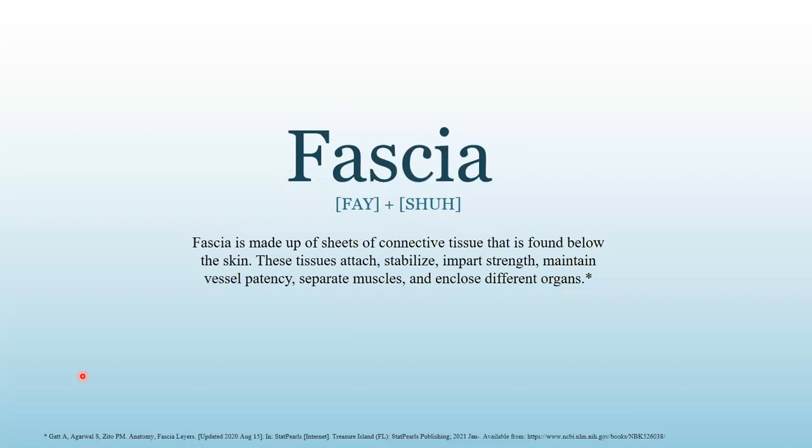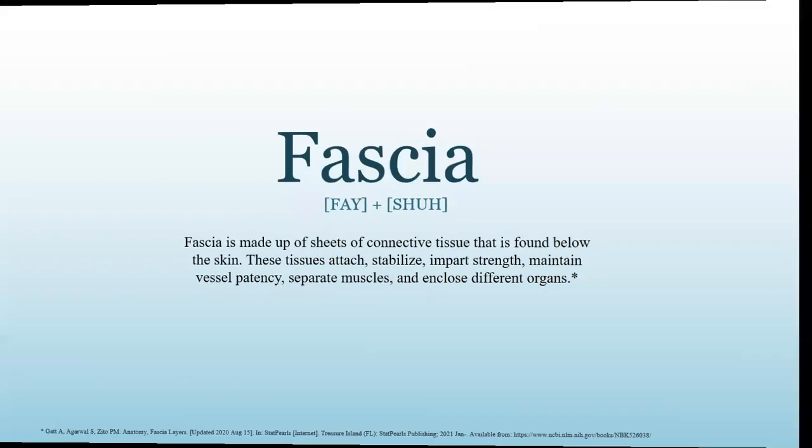Okay, the fascia. It is a sheet of connective tissue that is found below the skin. These tissues attach, stabilize, impart strength, maintain muscle patency, separate muscles, and enclose different organs. This is the definition of fascia. So in our lecture today, the fascia that is explained is the fascia that separates muscles in its compartment.